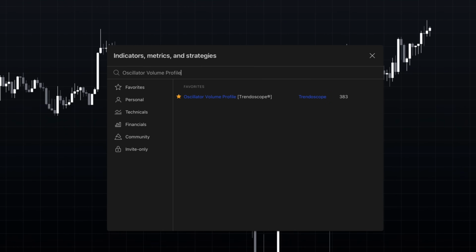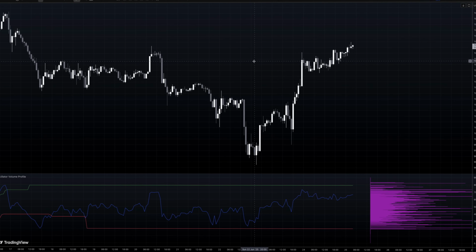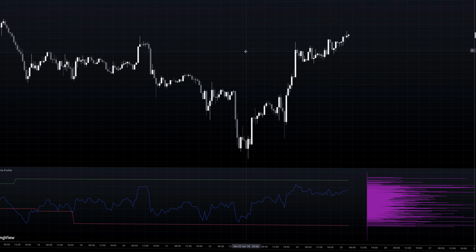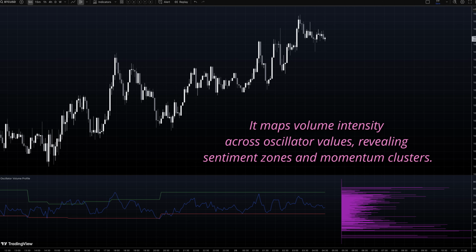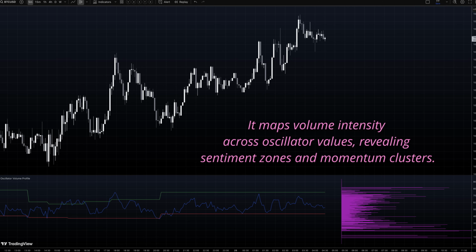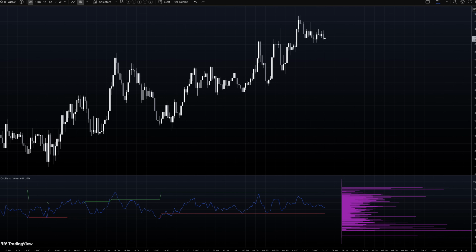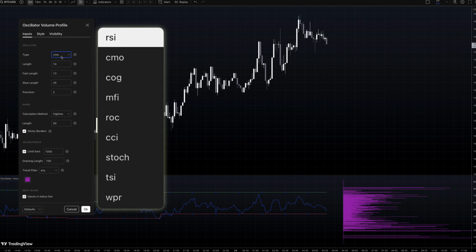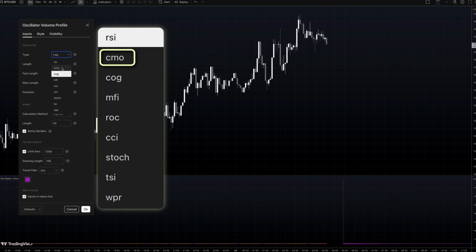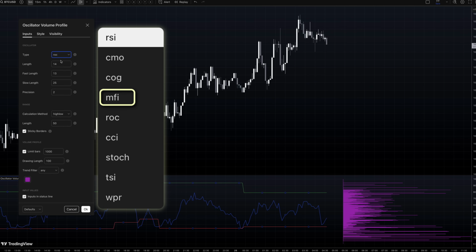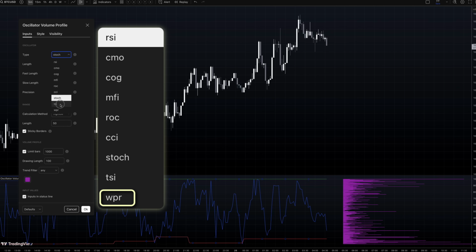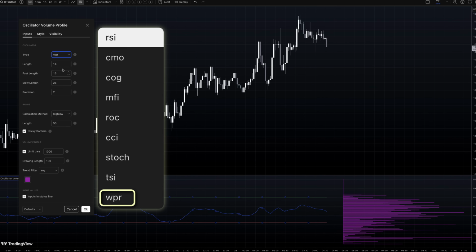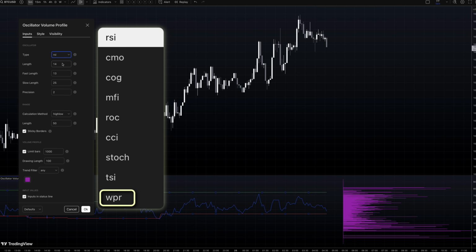Oscillator Volume Profile. Created by Trendoscope, this indicator combines traditional oscillators with volume profile analysis to reveal where trading activity concentrates at specific oscillator values. Rather than examining price-based volume distribution, it maps volume intensity across oscillator readings, creating a unique perspective on market sentiment and momentum clustering. The indicator supports 9 different oscillators including RSI, CMO, COG, MFI, ROC, CCI, stochastic, TSI, and Williams %R, allowing traders to analyze volume distribution patterns across various momentum measurements.